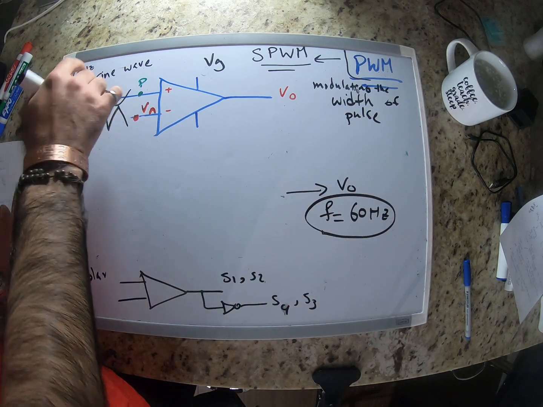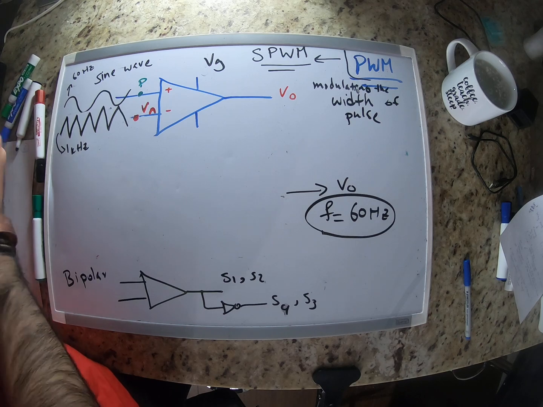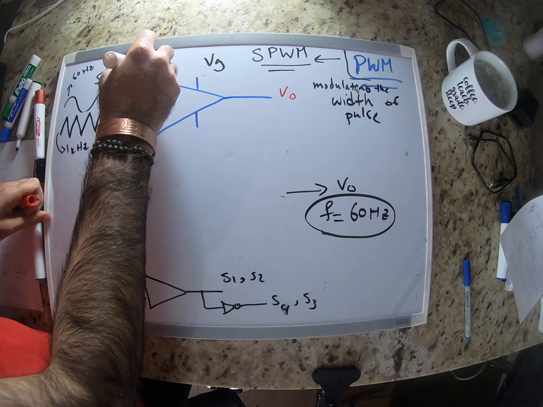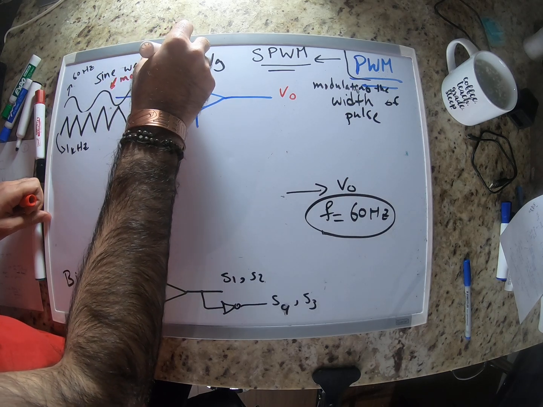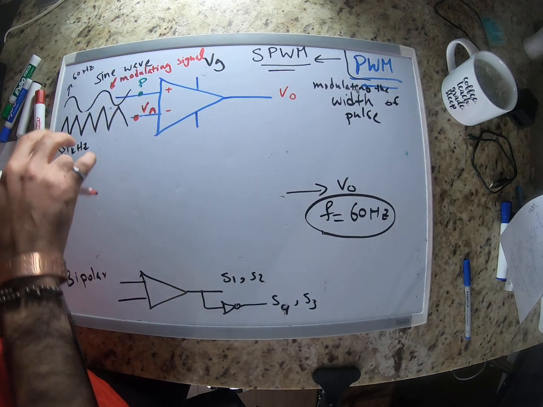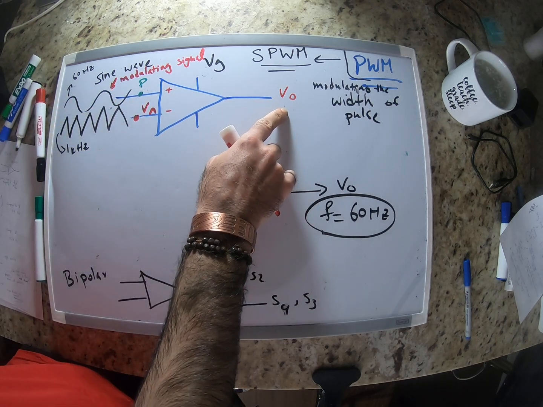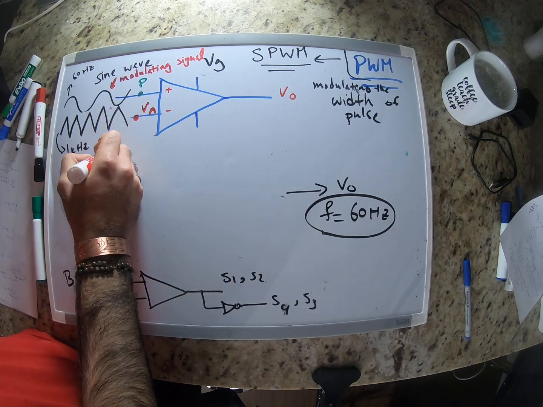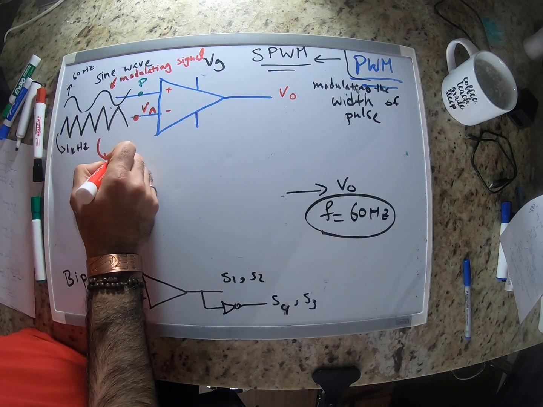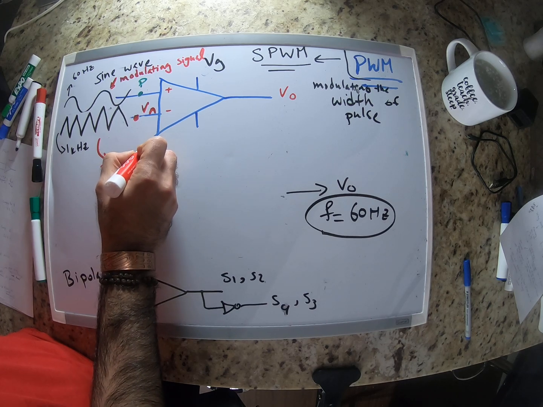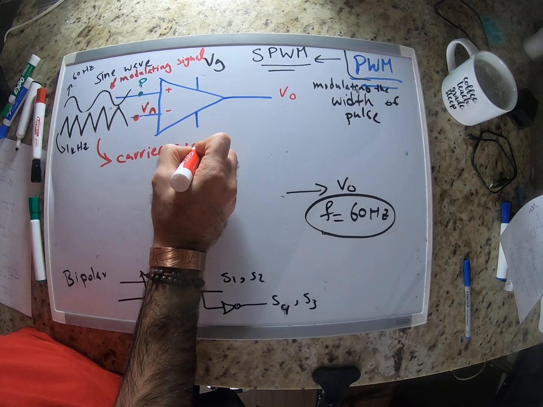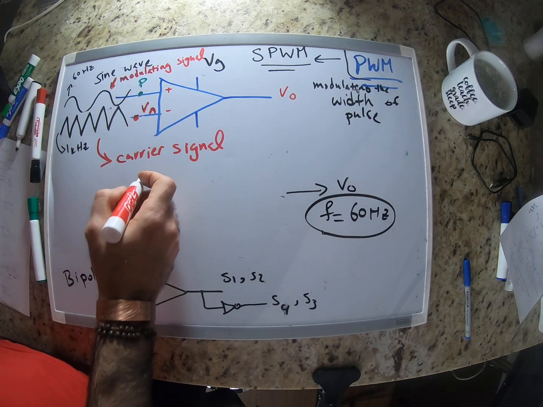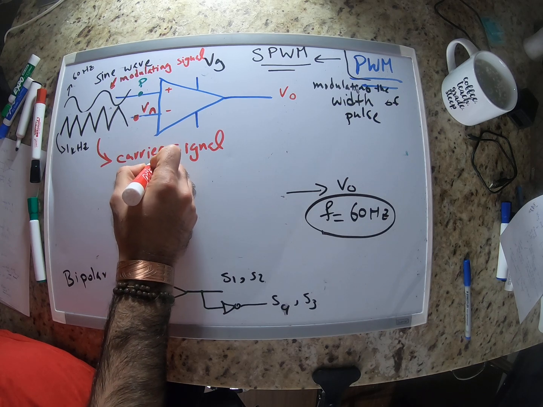So this modulating signal, this is called the modulating signal, would have the frequency that you want to have in your AC voltage, and this is called the carrier signal. This would determine the switching frequency.